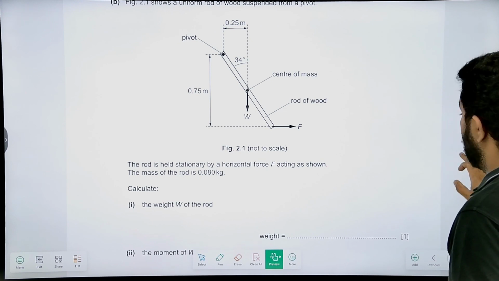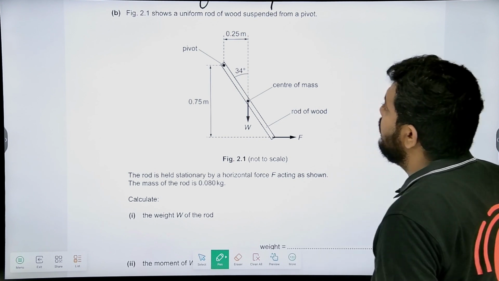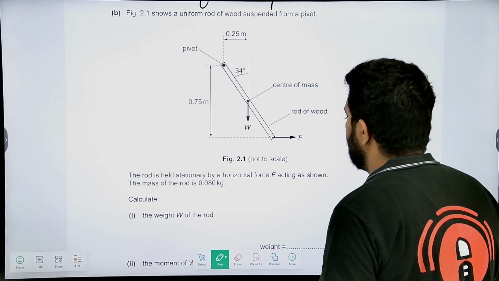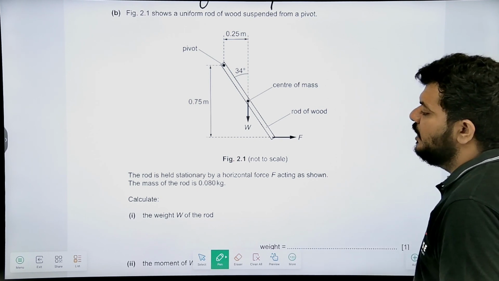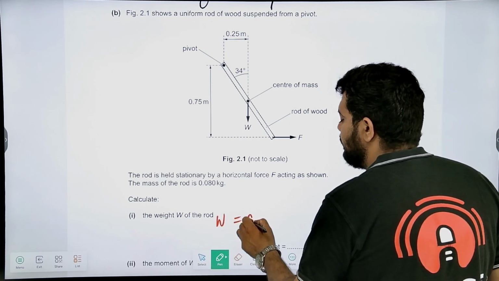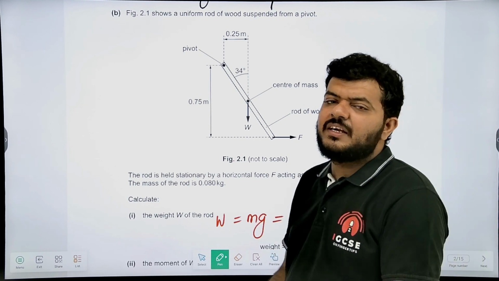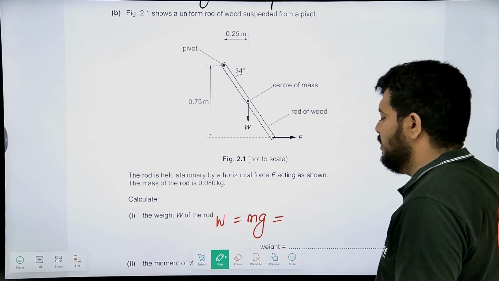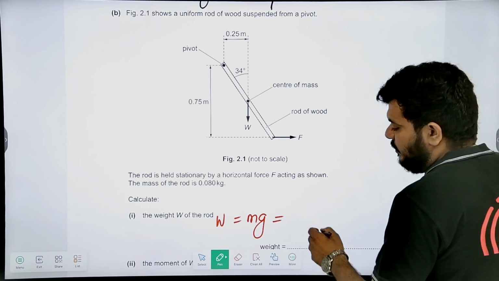Then what do we have? Figure 2.1 shows a uniform rod of wood suspended from a pivot. The rod is held stationary by a horizontal force F acting as shown. The mass of the rod is 0.080 kg. Calculate the weight of the rod. W is equal to mg. Even if you are very smart and you know your answers, try to write the formulas always. That will make sure when you are rechecking the paper that you've done the correct method.